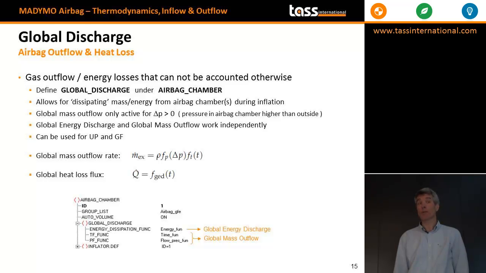At least that's where it typically is used for. It can be used for uniform pressure and gas flow. And there are 2 types of outflow: mass flow rate, which is simply subtracted mass from the airbag chamber, or by energy. Typically, it is considered as uncontrolled outflow, and for that the contribution in the total outflow shouldn't be that large.